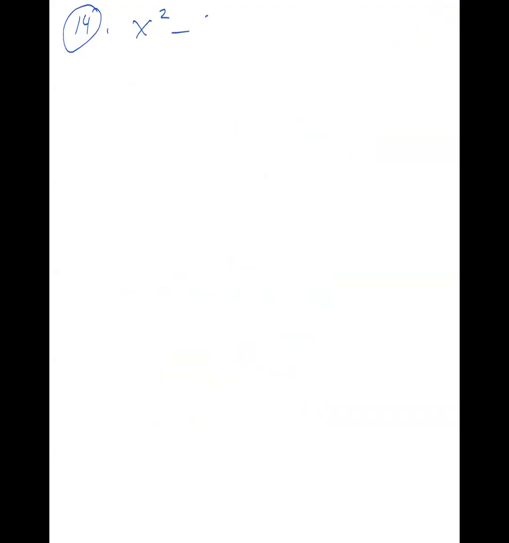Just kidding. x squared minus 65 over x squared plus 15x plus 56, minus x minus 9 over x plus 7. So how does that look?